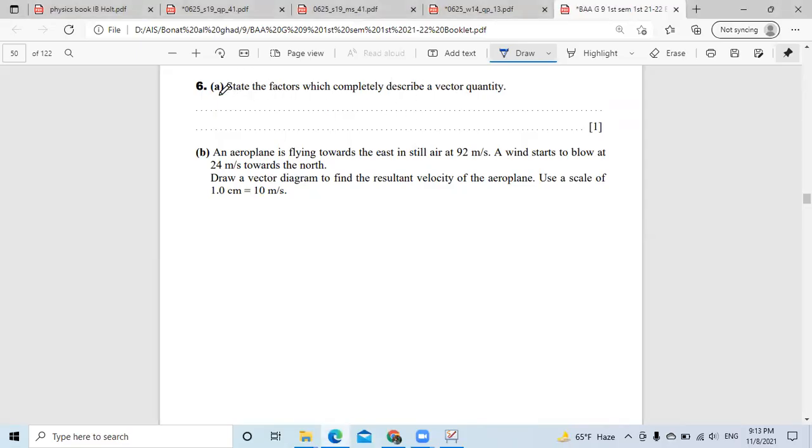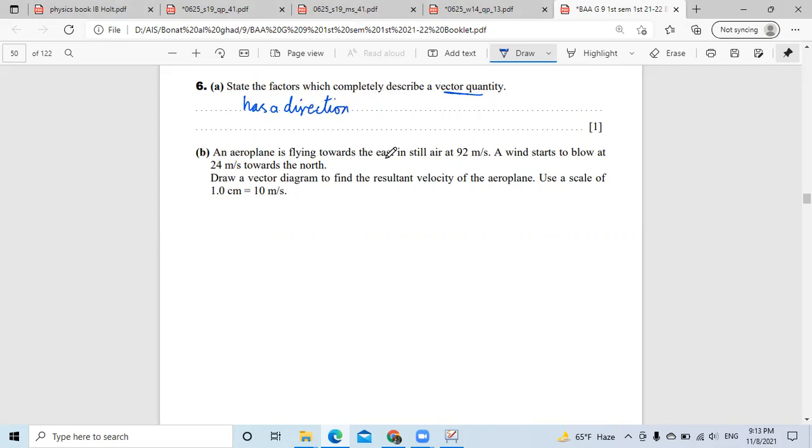Here in this question about vectors and adding vectors, we draw a vector diagram to find the resultant force. The question says, state the factors which completely describe a vector quantity. Any vector quantity has a direction. Of course, it has a magnitude, but to be completely described, it must have a direction, okay?